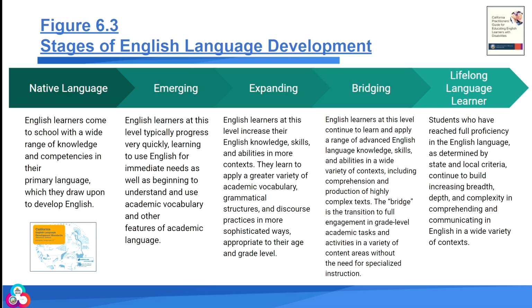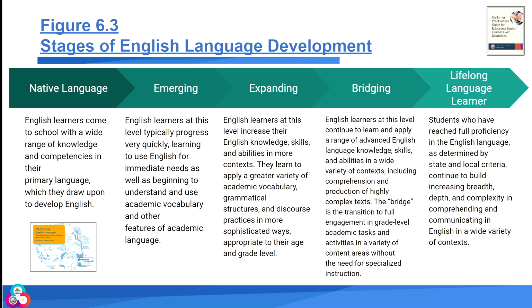So this graphic can be found in figure 6.3 of the practitioner's guide, and it really is just an image of what language acquisition may look like. Again, not exhaustive, but it's important for us to take note that when an English learner is gradually progressing through their language acquisition stages as they're acquiring English, some skills may be acquired a little faster than others, right? Some students may develop their listening skills much quicker than their writing skills, right?